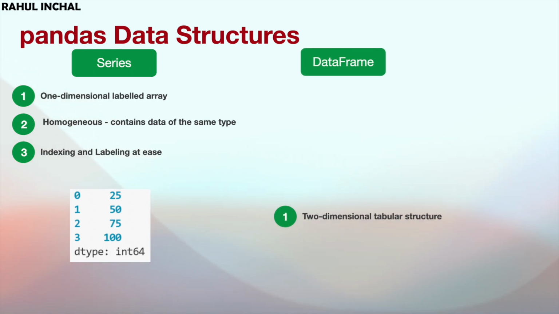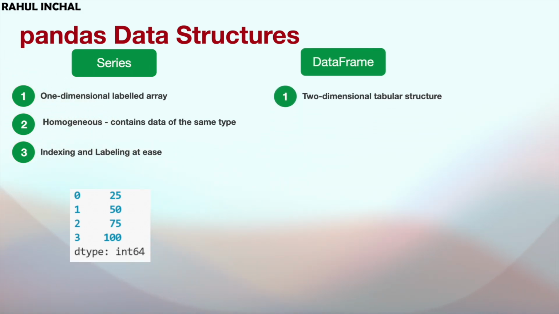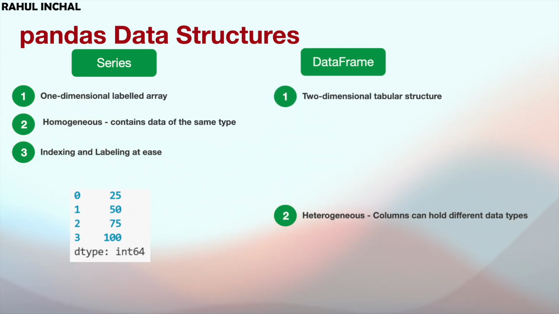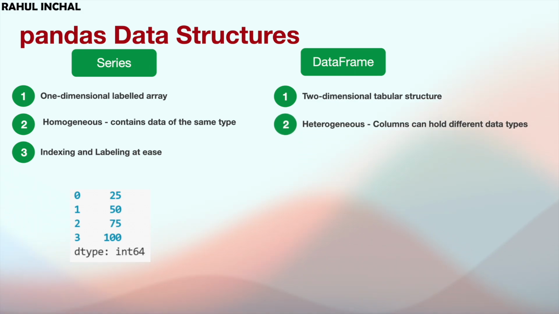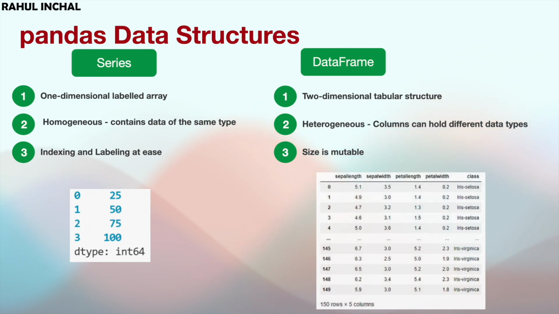Whereas data frame is a two-dimensional tabular structure. It is in the format of a matrix. Whereas it is heterogeneous. Columns can hold different data types, of course. Size is mutable, as in I can change and update the data as per my wish. Now this is a typical iris data set which has multiple columns.